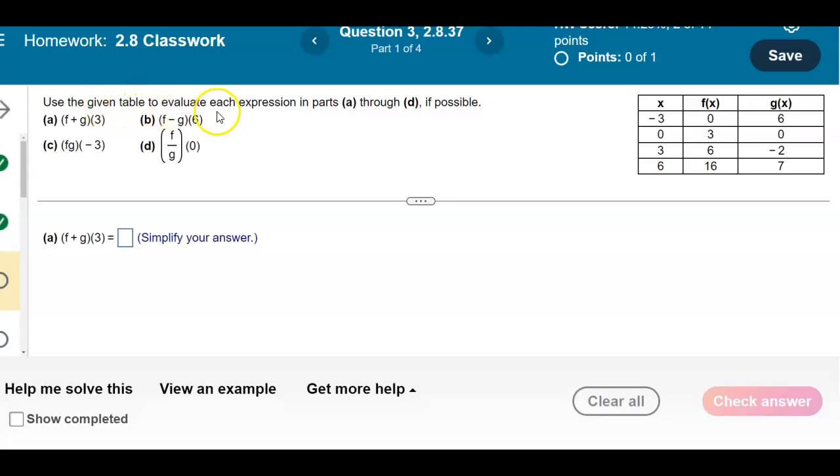Use the given table to evaluate each expression in parts A through D if possible. You want to find A, f plus g of 3, B is f minus g of 6, C is f times g of negative 3, and D is f divided by g of 0. And we're using this table to the right.